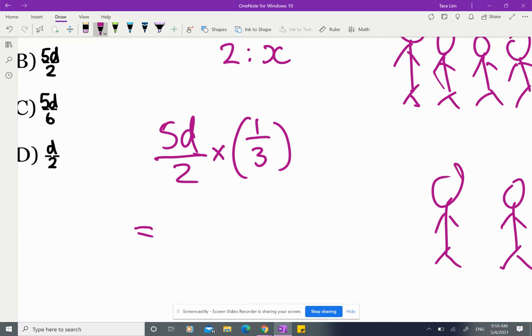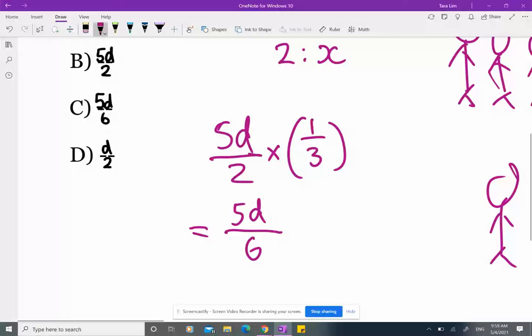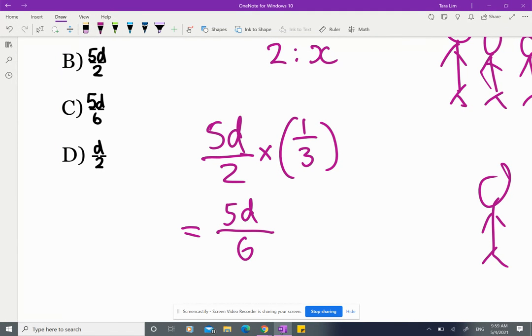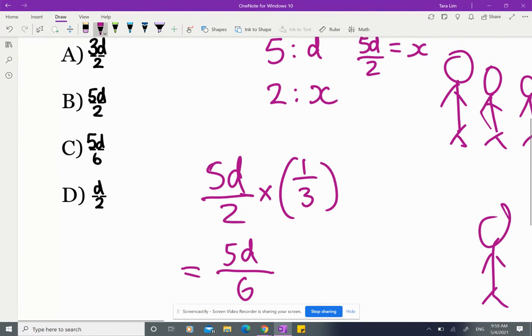So 5 times 1 gives us just 5d, and 2 times 3 gives us 6. So here we cannot simplify anymore, and we don't know what d is. So we're just going to leave the answer as 5d over 6. So the correct answer is C.